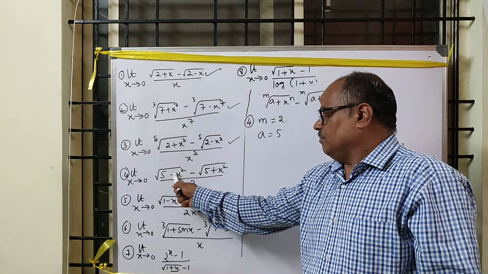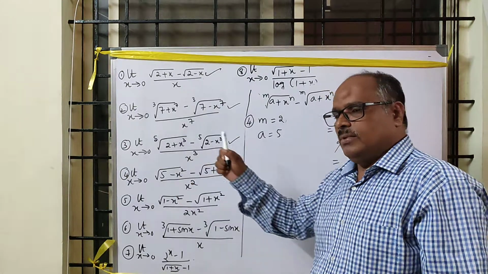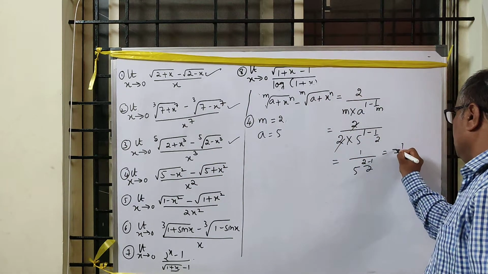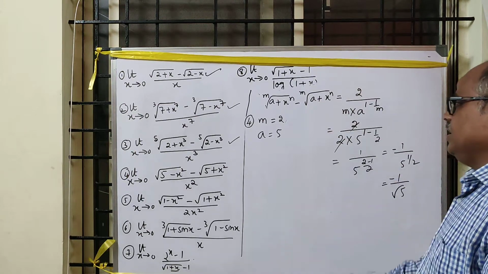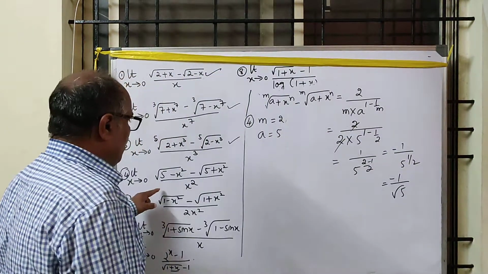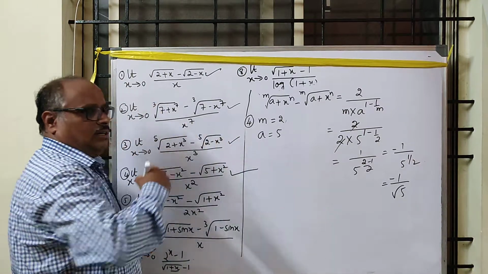Actually, here minus is there in the first term. Therefore, you take the answer in terms of minus. 1 divided by root 5. Minus 1 divided by root 5 is the answer for the fourth question.